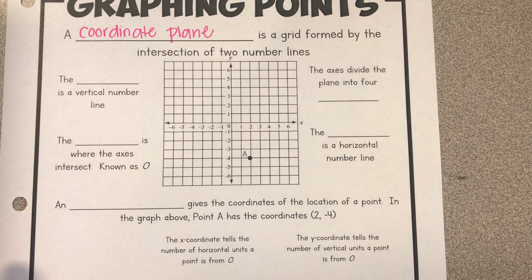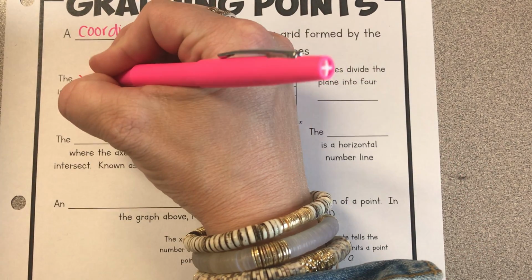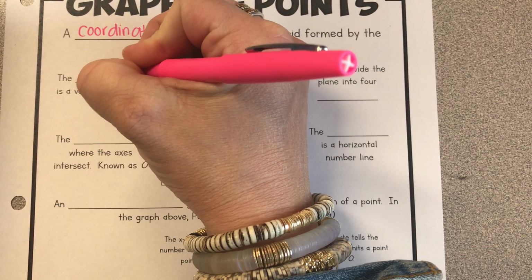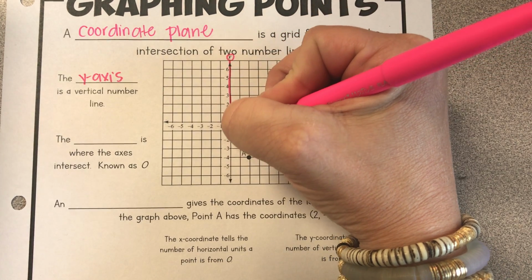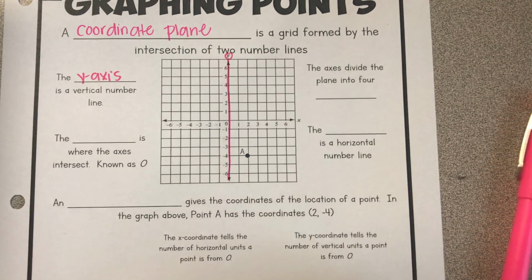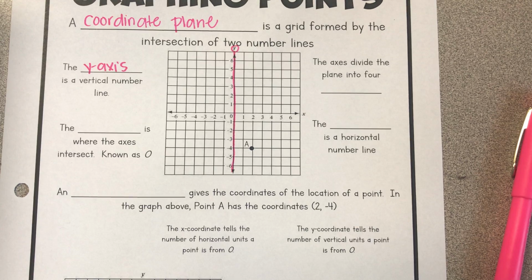So let's talk about those two number lines. The first number line that we have is what's called the y-axis. This is the y-axis. It's this vertical number line. Just like a thermometer, it's a number line that goes from 0, and then it goes up, up, up, and it's positive, and then below 0 is negative.